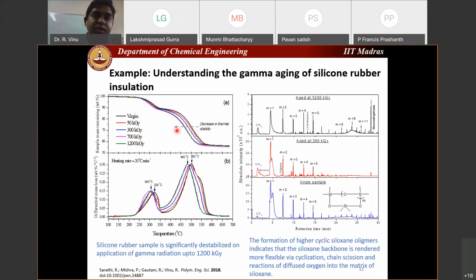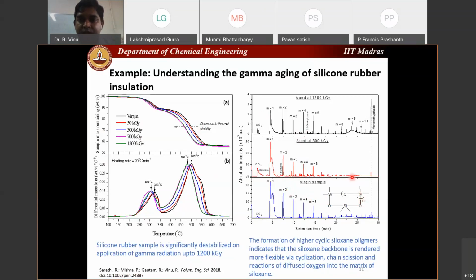This is what you can understand from a simple thermogravimetric analysis, which gives you the mass loss profile of the sample. But if you now do a Py-GC of it, you can actually see the product distribution you get out of it. This is the virgin sample. Here I am showing m equal to 1, 2, 3, which corresponds to the cyclicity of the sample, whether it is a smaller cycle or a bigger cycle.